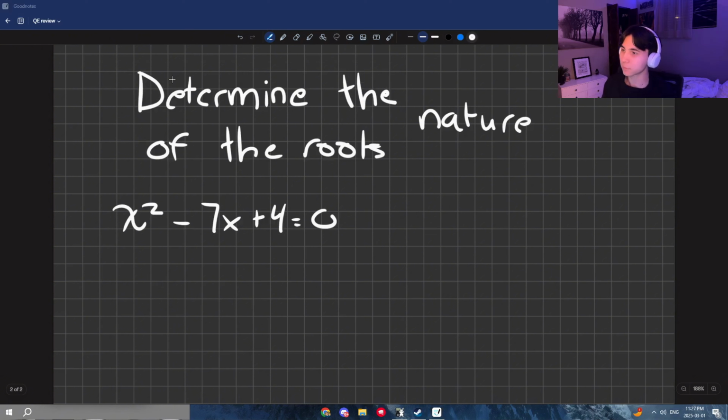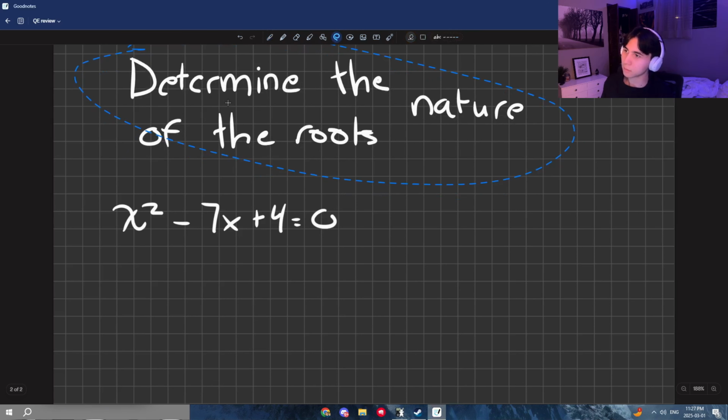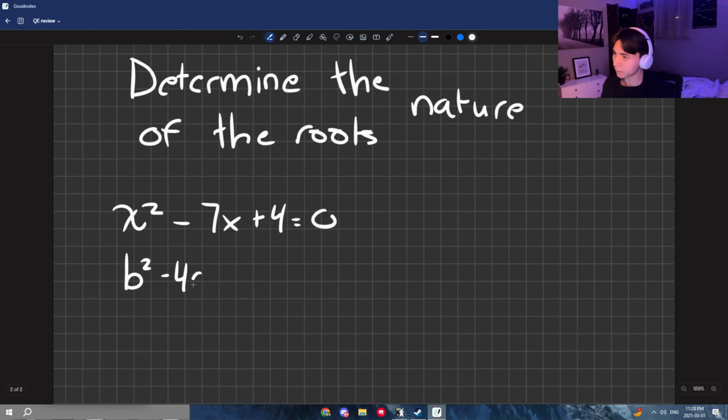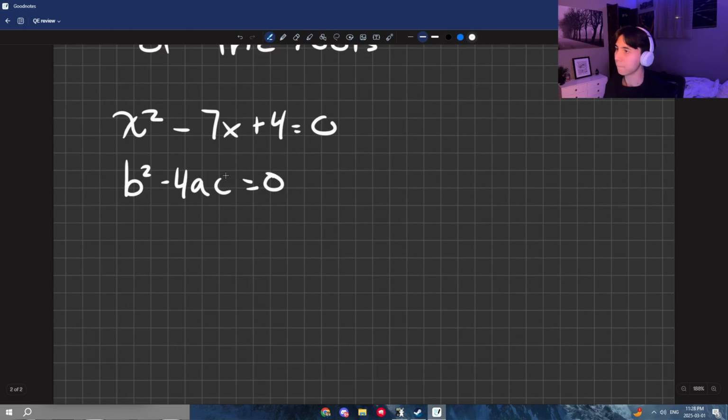We have to determine the nature of the roots. Alright, so we have a question asking us to determine the nature of the roots. To determine the nature of the roots, all that means is we're just going to be looking for how many solutions this given equation has. So if you recall, our discriminant actually determines how many solutions an equation has.